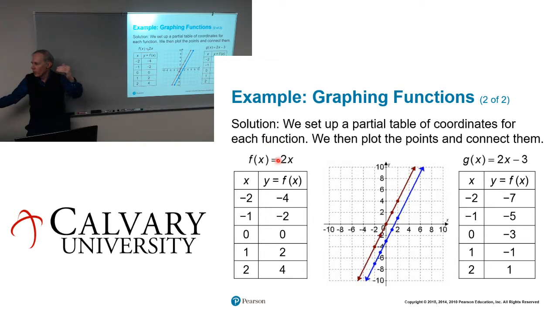So if you have this first function, f of x equals 2x, you can just put down various values of x and then work out various values of f of x. But remembering that f of x is synonymous with the y coordinate, and then you just plot the points. So when x is -2, then y is -4, x is -1, y is -2, x is 0, y is 0, and so on, and then you draw the straight line. So that's the graph of f of x.